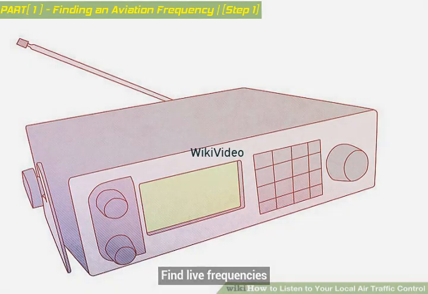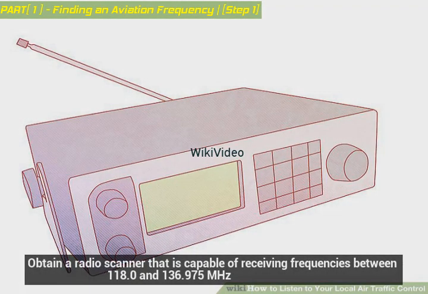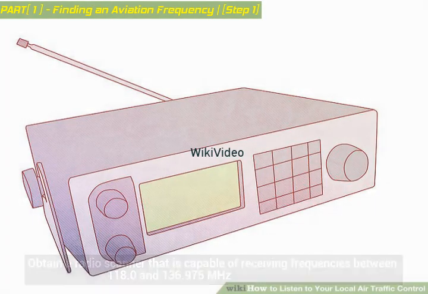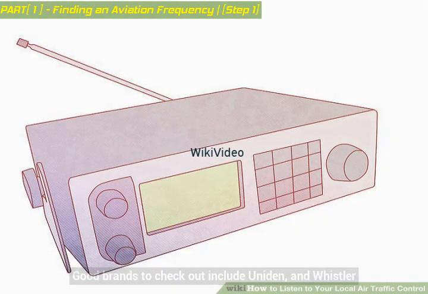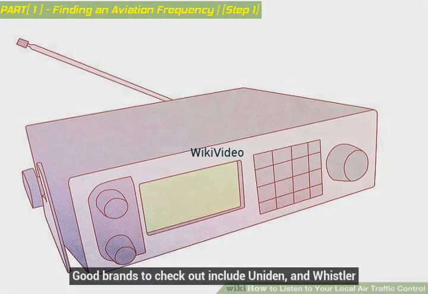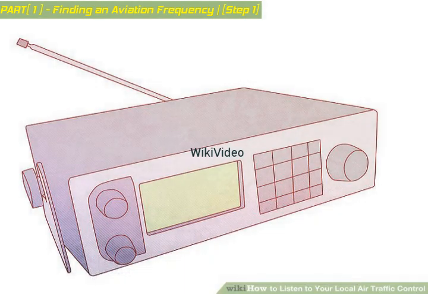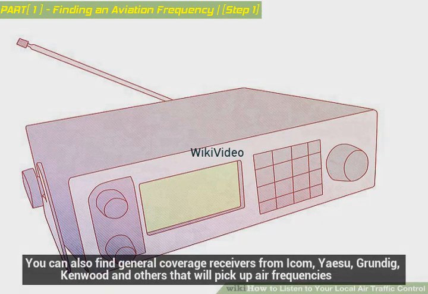Find live frequencies. Obtain a radio scanner that is capable of receiving frequencies between 118.0 and 136.975 MHz. Good brands to check out include Uniden, and Whistler. You can also find general coverage receivers from ICOM, Yaesu, Grundig, Kenwood and others that will pick up air frequencies.